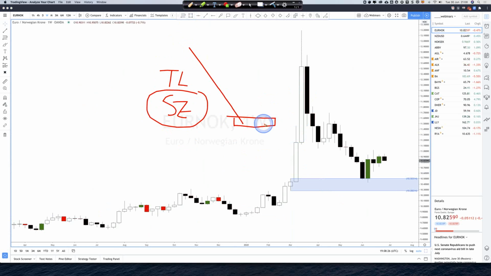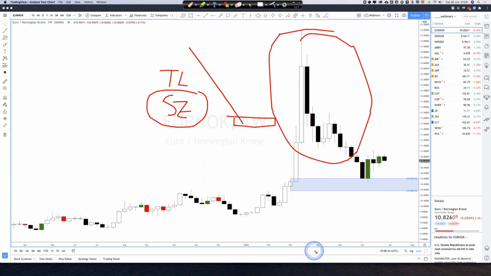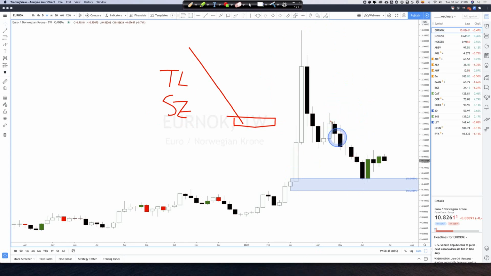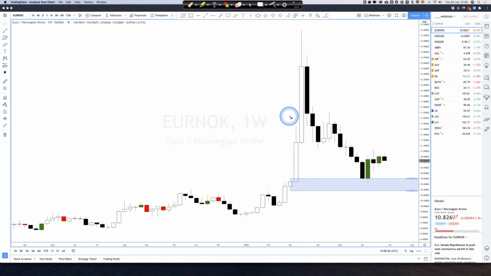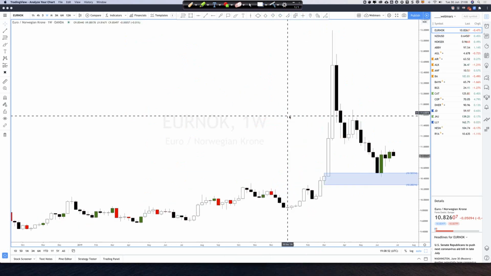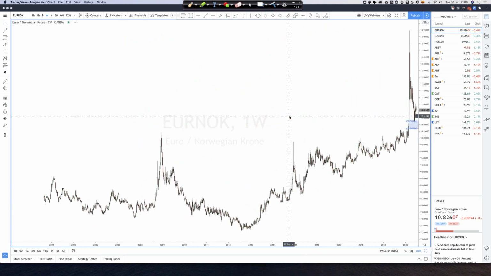We don't have supply. So it is impossible to create an area of demand by breaking supply because there is no supply here. Probably on the daily, 4 hour, 1 hour, 1 minute, there will be lots of areas of supply. But on the weekly, the only area of demand we have is here, and supply, there's nothing here because this is an all-time high scenario. There's nothing on the left side of the chart. If I zoom out, you're going to see nothing.